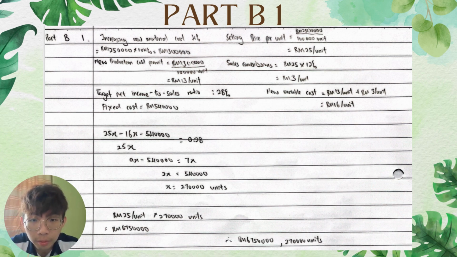It is 3 ringgit per unit. Then the new variable cost will be 13 ringgit plus 3 ringgit per unit, so its total is 16 ringgit per unit. Then we need to find how many products need to be produced to achieve the 28% net income to sales ratio.